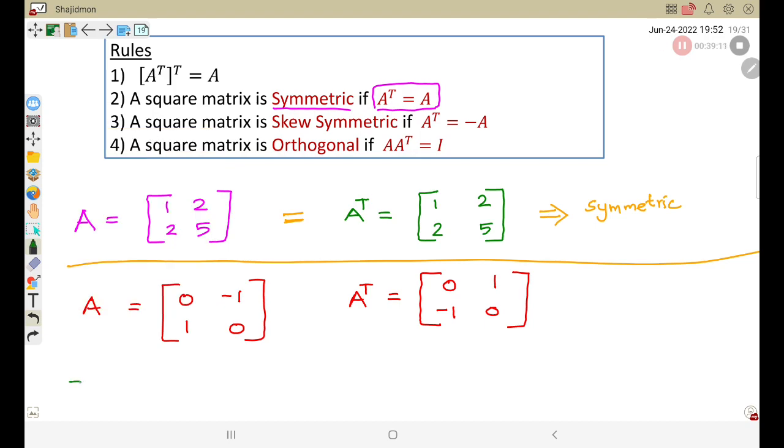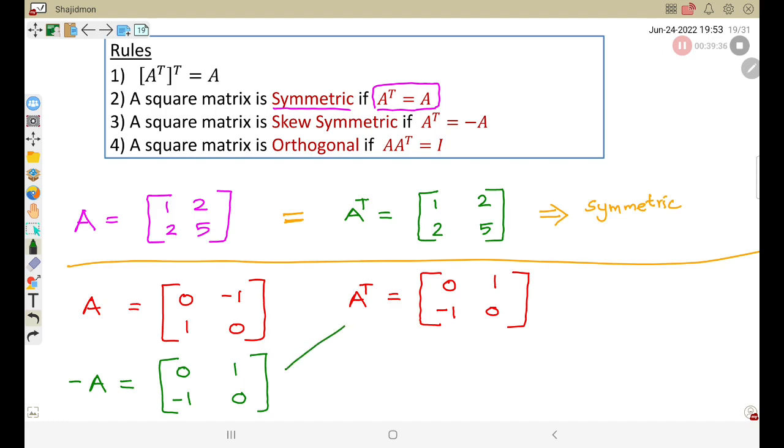Okay, when we calculate minus A, what is minus A? Minus A means all the numbers in the A matrix are multiplied by minus 1. So 0 times minus 1 is 0. Minus 1 times minus 1 is 1. 1 times minus 1 is minus 1. 0 times minus 1 is 0. So minus A is all the numbers of A multiplied by minus 1.